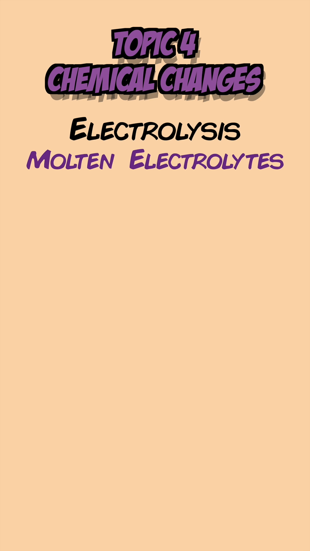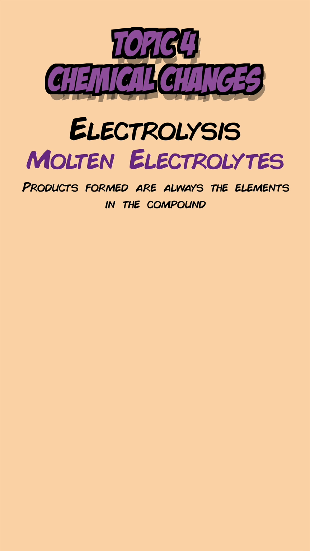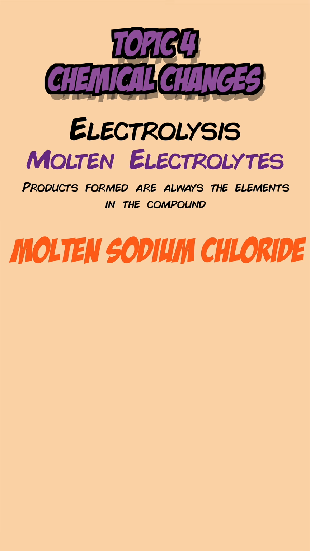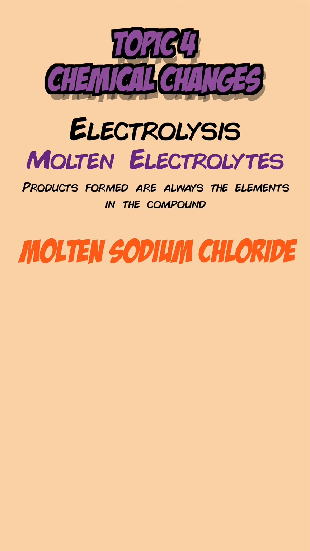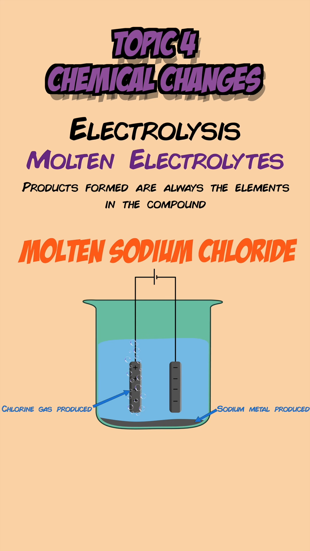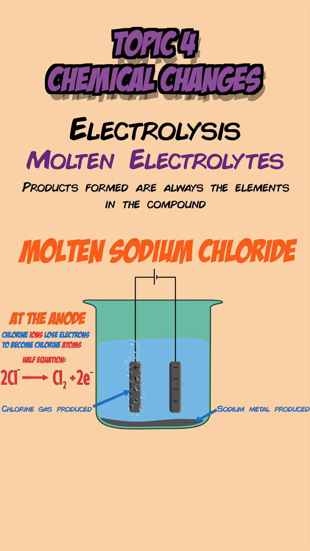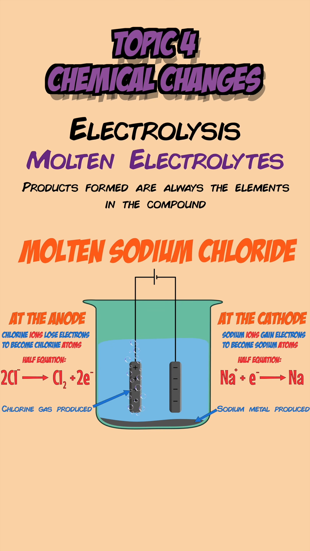For molten electrolytes, the products formed are always the elements in the compounds. So if the electrolyte is molten sodium chloride, for example, the products formed are sodium and chlorine. That's because the sodium ions go to the cathode and gain electrons to form sodium metal, and the chloride ions go to the anode and lose electrons to form chlorine gas.